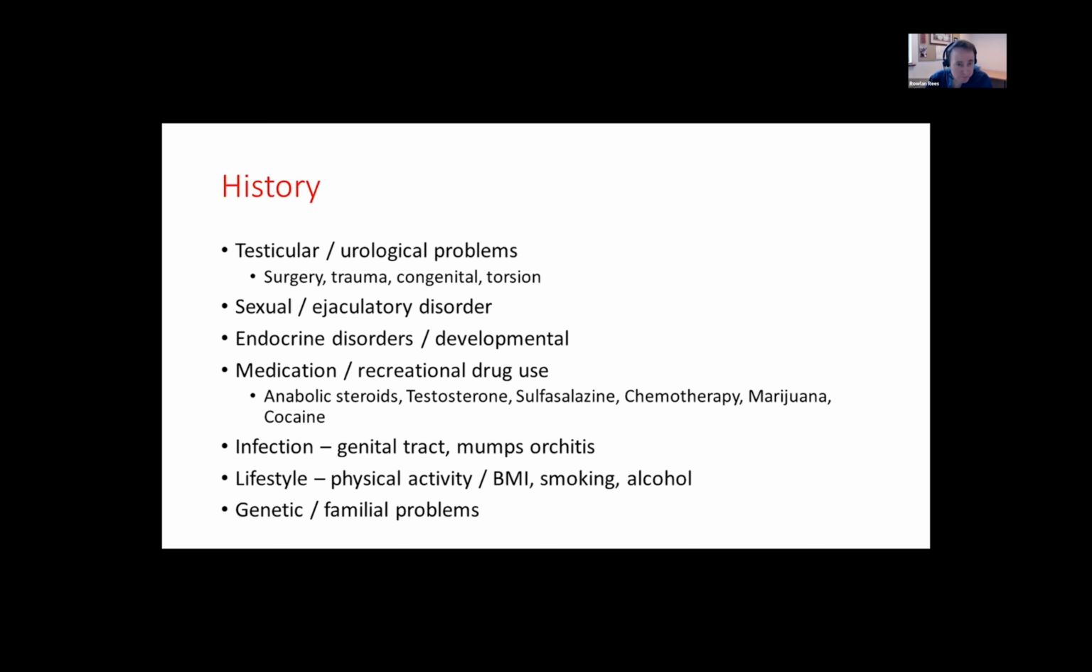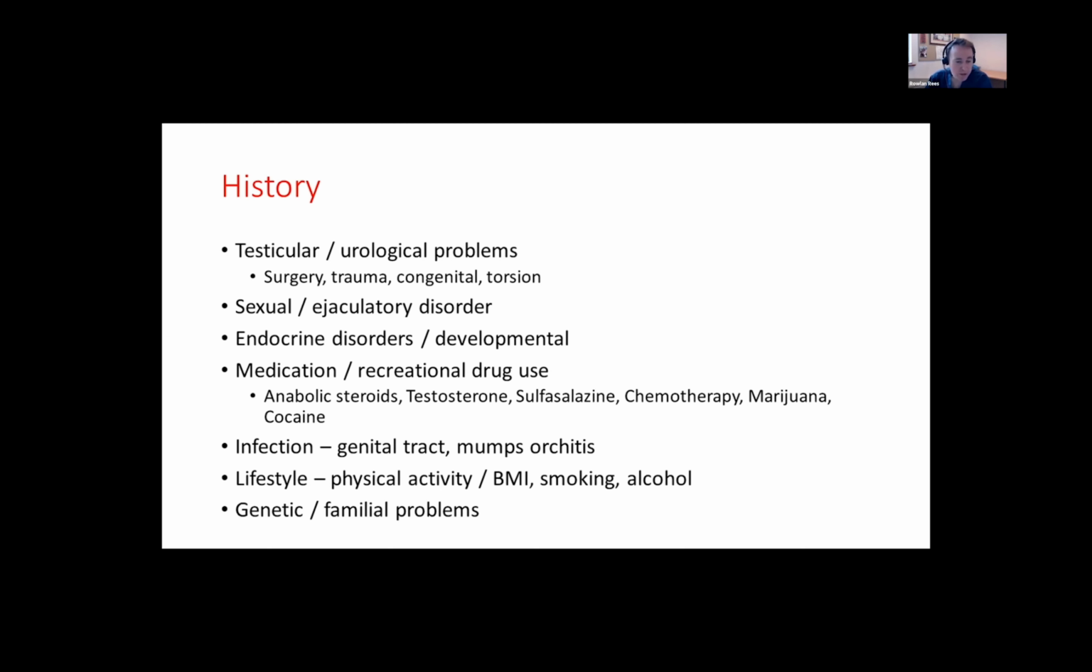In terms of the history, then clearly we're going to start off by asking, have there been any testicular problems in the past? In particular, have they had surgery as a child, orchidopexy, hernia surgery, torsion, trauma to the testes, or indeed any congenital problems. Secondly, are there any sexual or ejaculatory symptoms or difficulties? Is there any history of endocrine disorders, particularly growth development issues? Have they had any hormone therapy in the past?